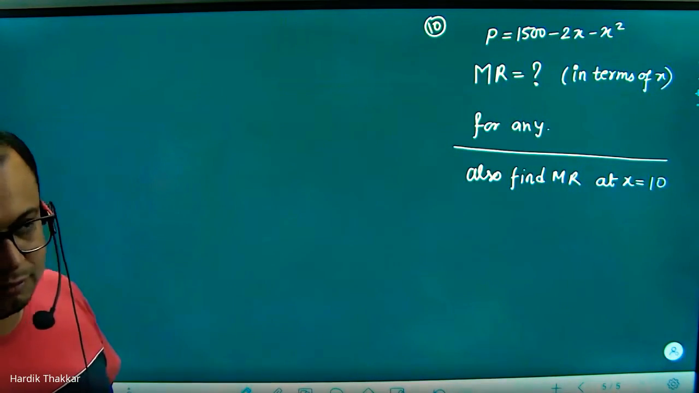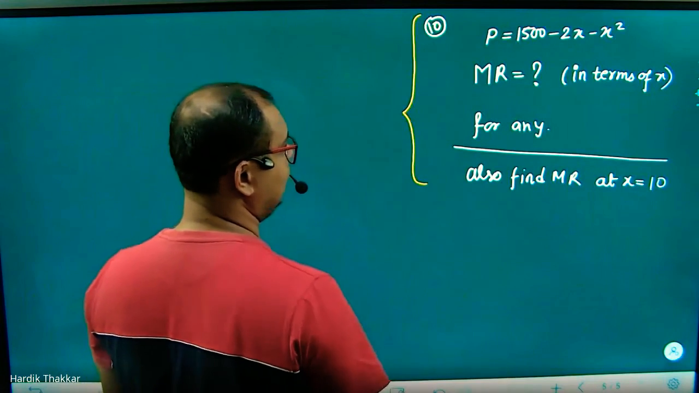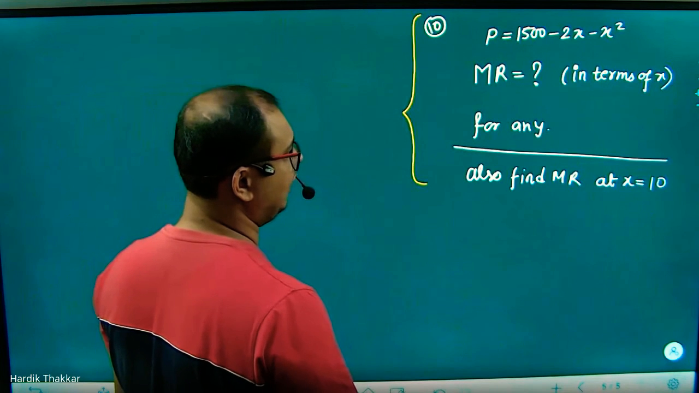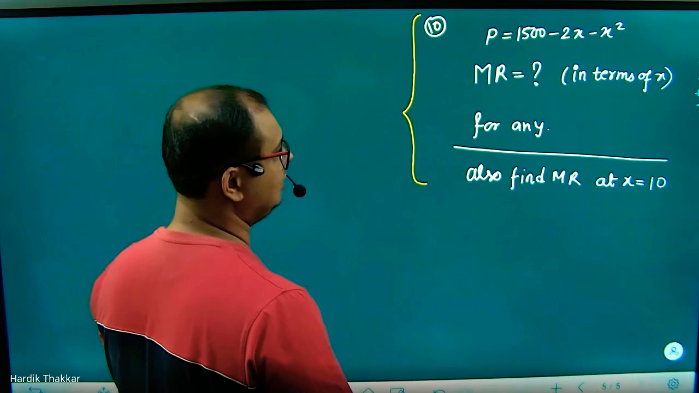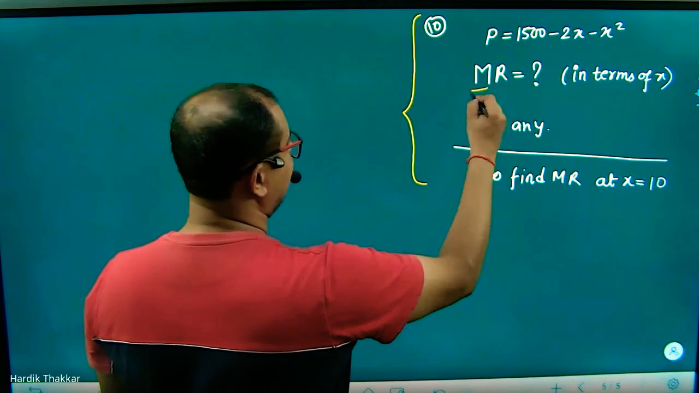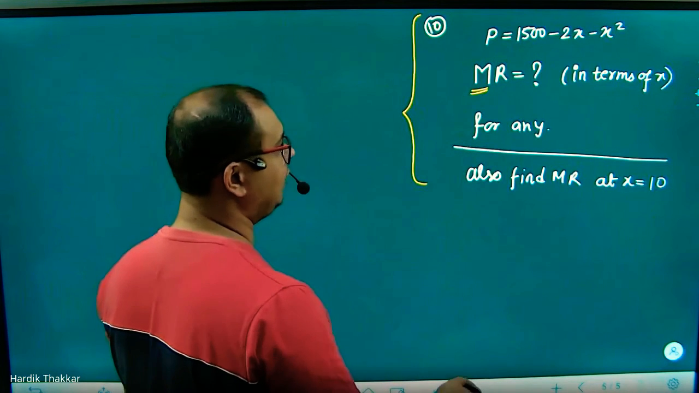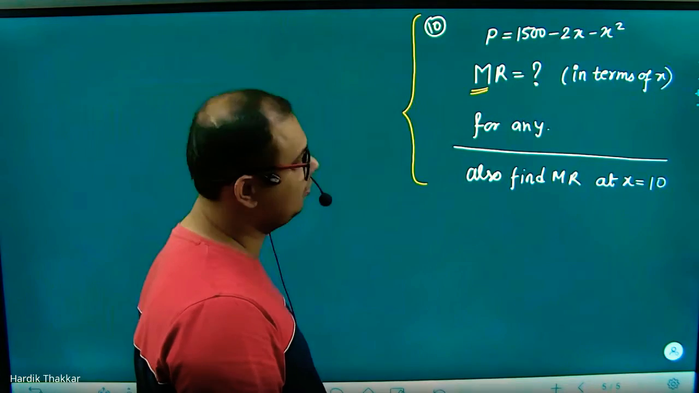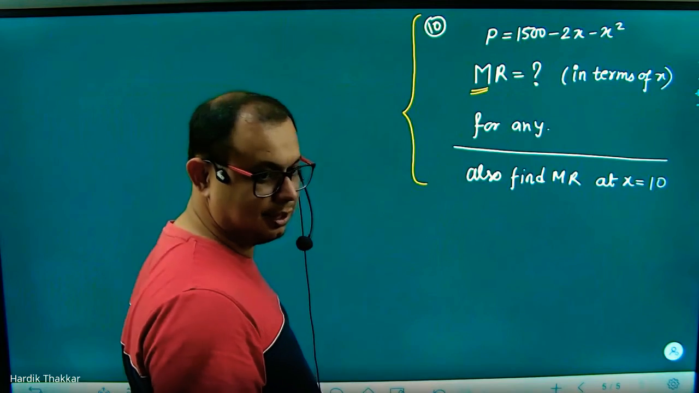Here, will we use that formula, d by dx of P into x? No, actually, I think that is not required here. Let's see. First, just recall how we calculate marginal revenue. So d by dx of revenue only.